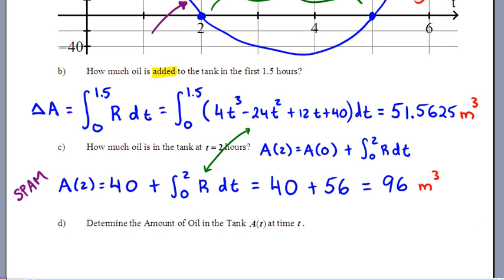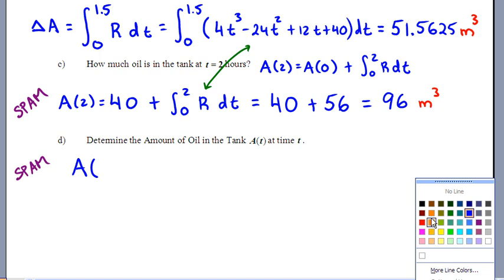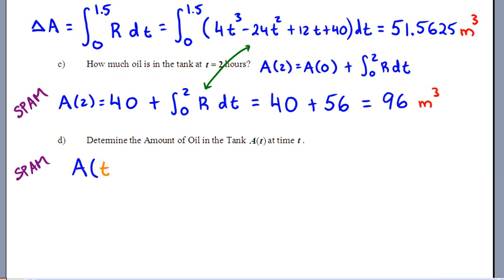Part D. Can you find the amount at just any time t? Well, now I might not be able to use my calculator so well. I'm still going to do a SPAM method, but I'm going to have to do this analytically. So that's going to look like this. The amount at just any old time t, that way people can put whatever time in they want. Well, I'm going to do a SPAM method, so it's going to be the start plus whatever I would accumulate from the start all the way to just time t, integrating that rate dt.